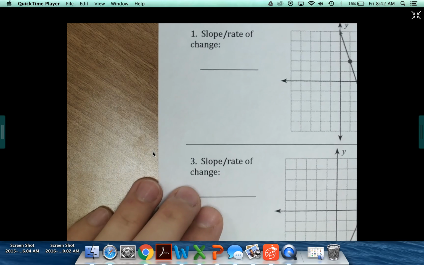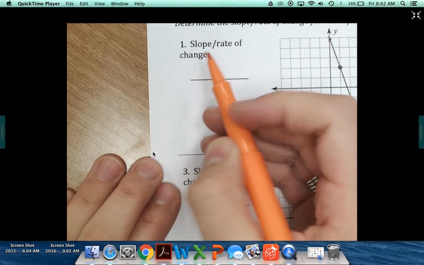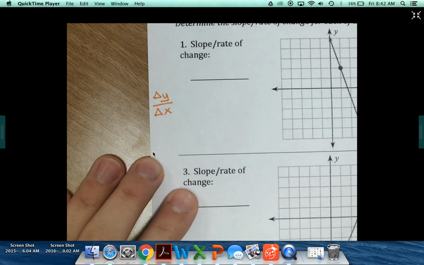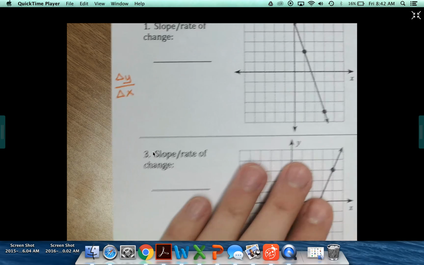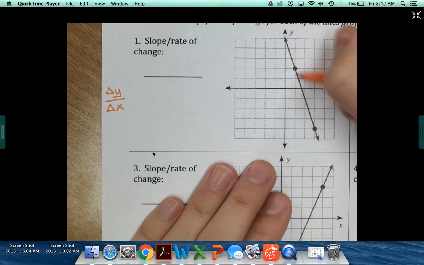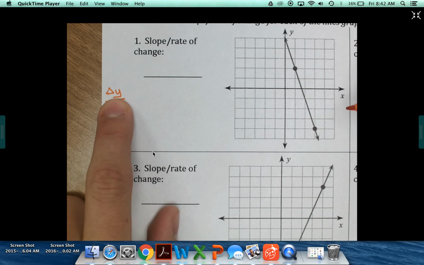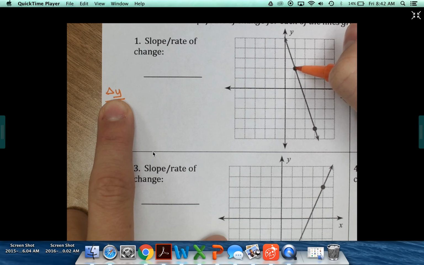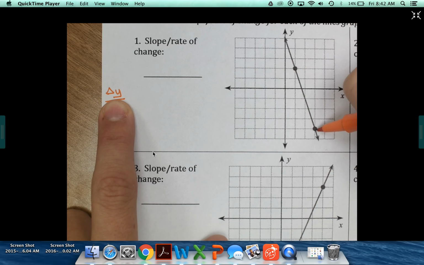So looking at number 1, slope or rate of change. Okay, now we know that's our change in our y over our change in x. Okay, so I'm going to come over here to my graph. I've got 2 points. I need to find my change in y first. Y-axis is the up and down. I'm going to start with my left point, and I've got to figure out what's my change in y to get down to the second point.